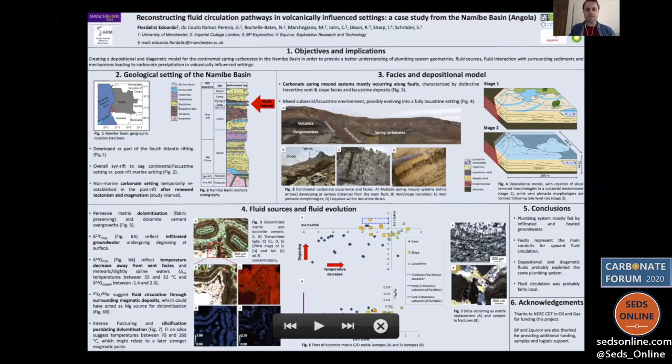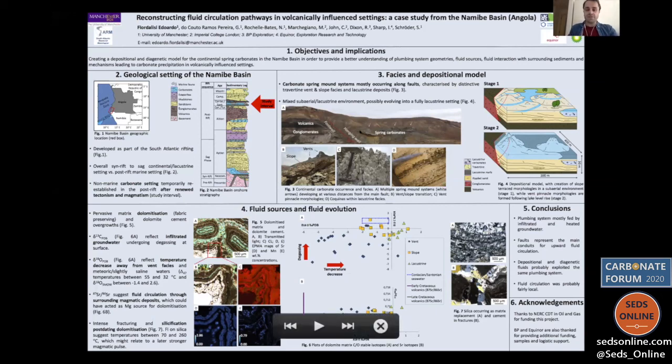Right, hi everyone. My name is Edoardo Fiordalisi, PhD student at the University of Manchester, and my research focuses on fluid flow in volcanically influenced settings, taking as a case study the Namib Basin in Angola, which developed as part of the South Atlantic opening, and where in the post-rift sequence we have the occurrence of continental spring carbonates developed following renewed tectonic and magmatic activity, making this a very good interval in order to study plumbing systems, fluid sources, fluid-rock interactions, and mechanisms leading to carbonate precipitation in volcanically influenced settings.